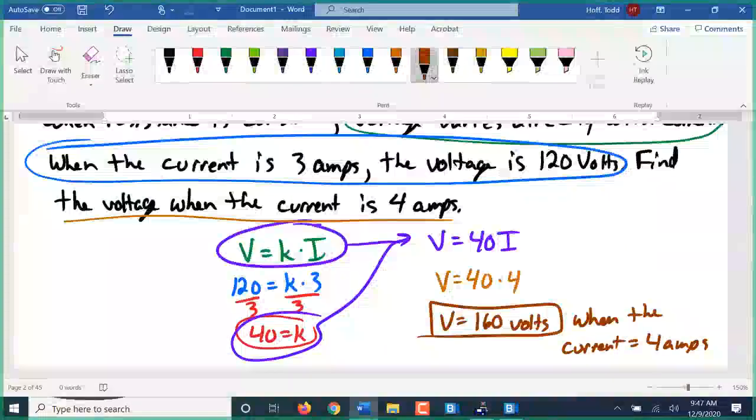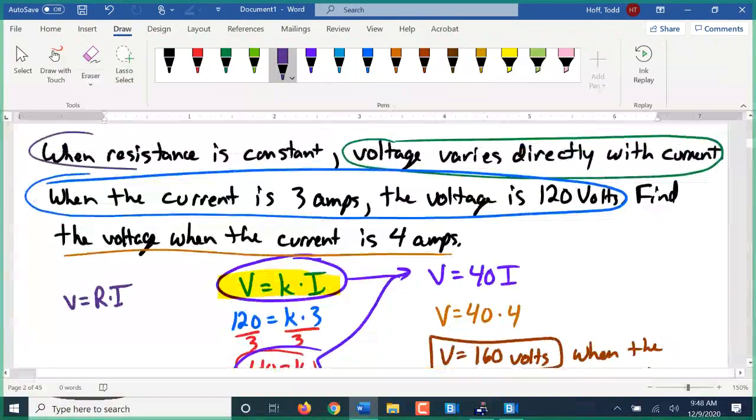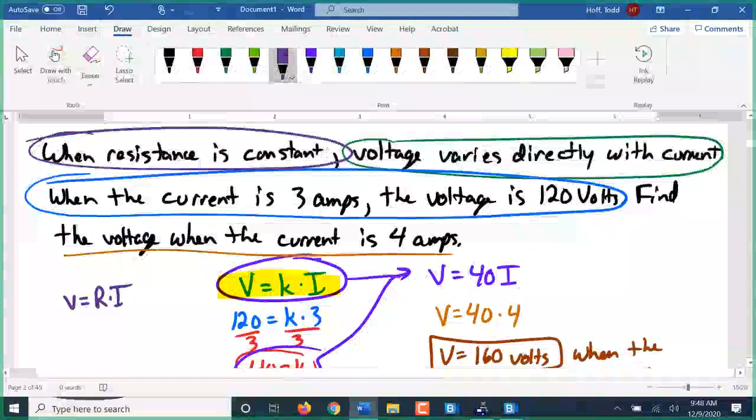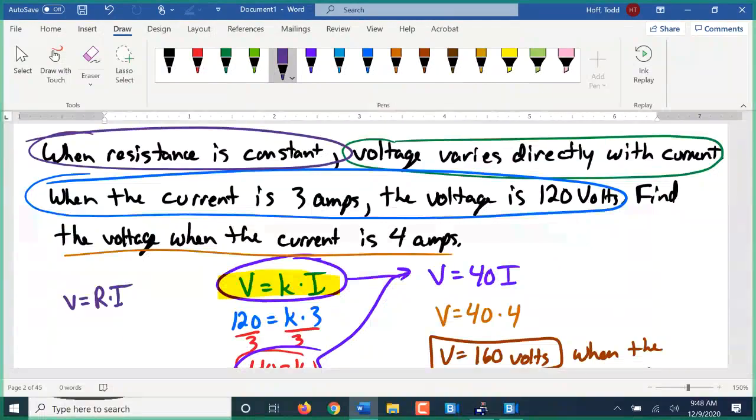Now, most of you will recognize this formula right here from direct current. V equals resistance times current, or current times resistance, no matter which way you want to put them. It's the same formula. So here, the constant, the K, is representing that resistance. Remember, we started out when the resistance is held constant. So actually, the resistance is the constant in that relationship.